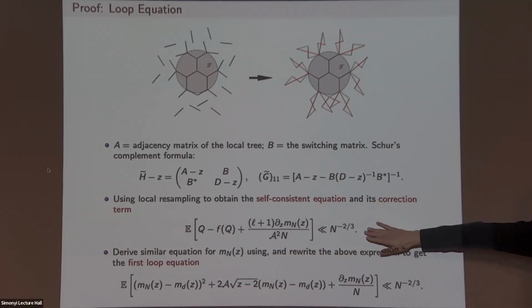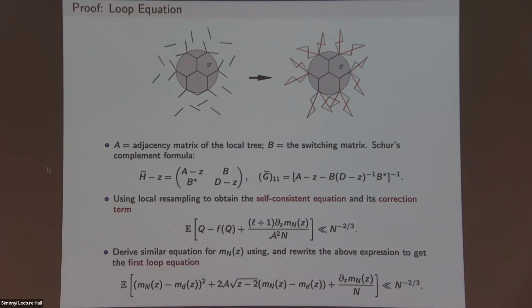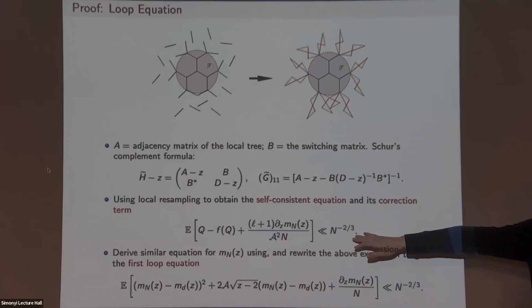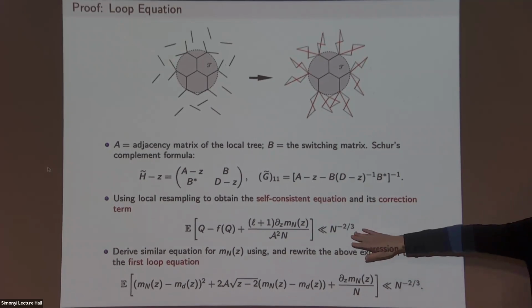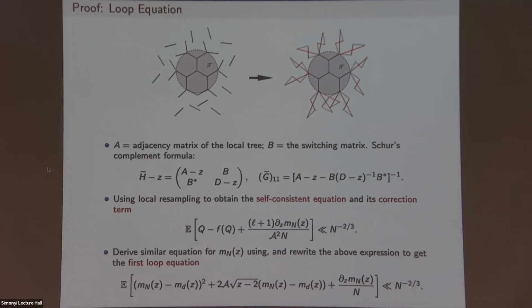To show this error is small, it turns out we need to do this local resampling many times. In fact, we will do it arbitrarily many times. Every time we do a local resampling, we get some improvement of the error by 1/n to the epsilon. So we need to repeat it many times. Essentially, the error will be smaller than n to the minus 2/3. And during the expansion, we will get many terms. We need to track those terms. And they occupy the main part of our paper. It's really more than 50 pages of painful computations.